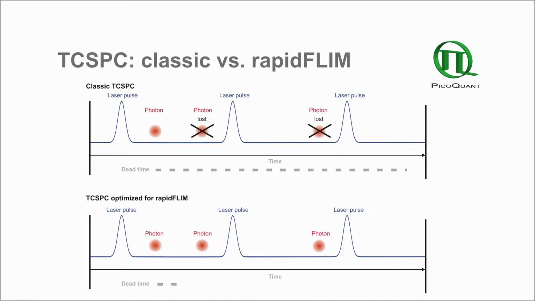In our new rapidFLIM method, this measurement artifact is eliminated by using detectors and TC-SBC electronics with very short dead times. Thus, more photons are recorded over the same time span than in a conventional FLIM experiment, and no late photons are lost. Consequently, higher count rates can be achieved to speed up data acquisition.